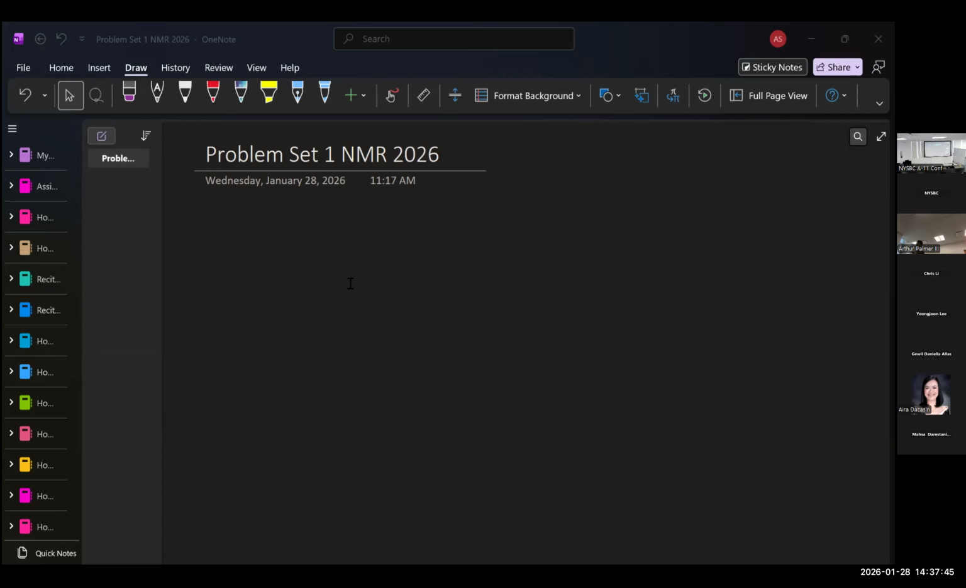And while that's happening, I posted in the Dropbox a document called Mathematical Review for NMR Spectroscopy. So if you need to review things like matrix multiplication, etc., that document is there. It also has some problems and the keys embedded after the problem.